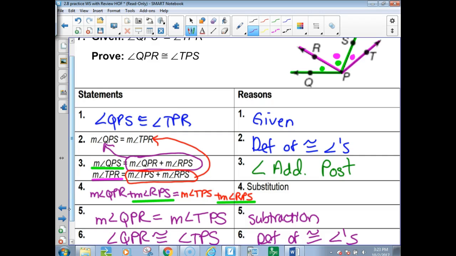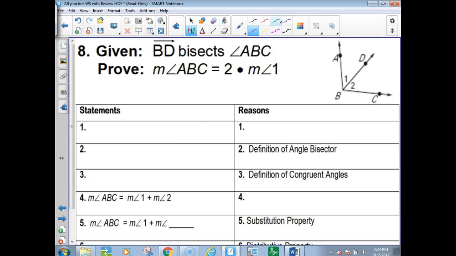Okay, we're going to try one more together. Anybody need this still? I don't mind. And if anybody needs me to print it, just tell me, I'll print.